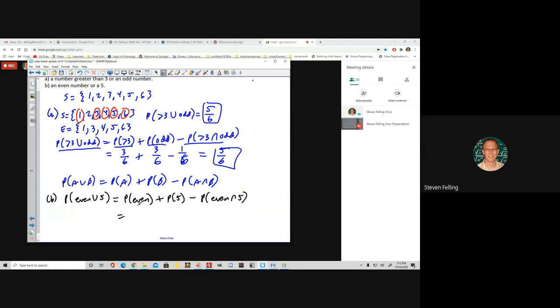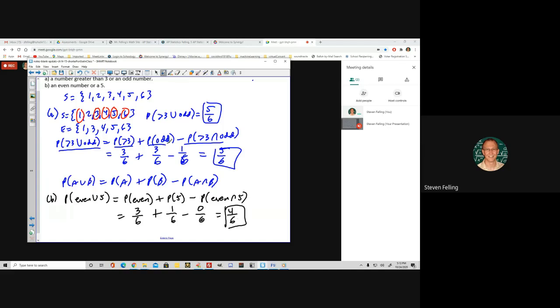And the probability that the number is even is 3 out of the 6 rolls are even, 2, 4, and 6. The probability that it's a 5 is 1 out of the 6 cases. And the probability that this is even and 5, well, there's no way that a number can be even and 5 because 5 is not an even number. That's 0 out of 6. So this would be 4/6 or 2/3. Okay.